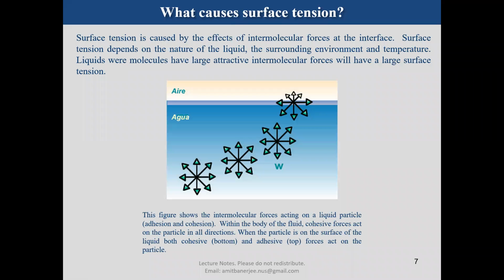Within the body of the liquid, the cohesive forces act on the particle in all directions. When the particle is on the surface of the liquid, both the cohesive, at the bottom, and the adhesive, at the top, act on the particle. So in simple terms, on the surface, the forces at the interface towards the air are actually less strong, and that is why you have a surface tension across the surface.